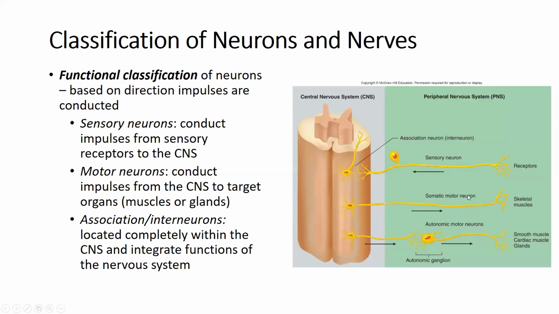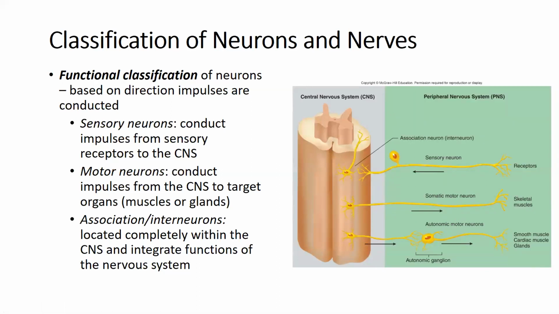Motor neurons are taking information in the opposite direction, and there are two types. Somatic motor neurons are bringing voluntary information about movement of skeletal muscle. So if you decide to get up and go to the bathroom, that's a message that comes from your brain or spinal cord, comes down via a somatic motor neuron, which allows you to get up physically and walk to the bathroom, right?